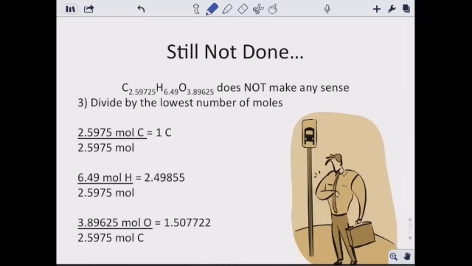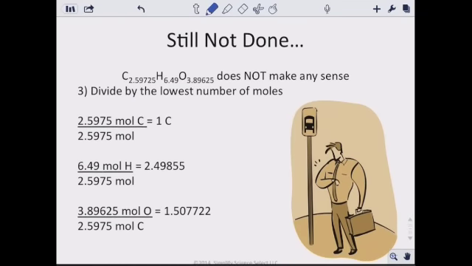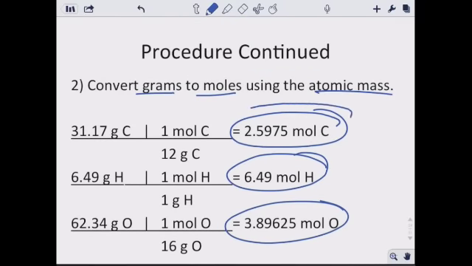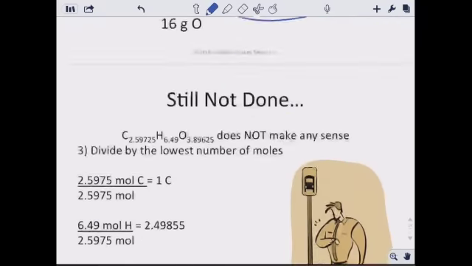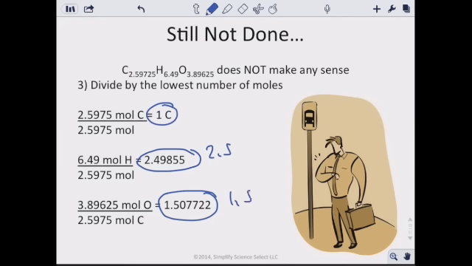And then all we do is take those moles and divide by the smallest mole. So if we're looking at this, the smallest mole will be carbon, 2.5975. And we divide each one of these by 2.5975. And you can see that on the next one. And what we get is something that is essentially 2.5, really close to 2.5, and something that's essentially 1.5.